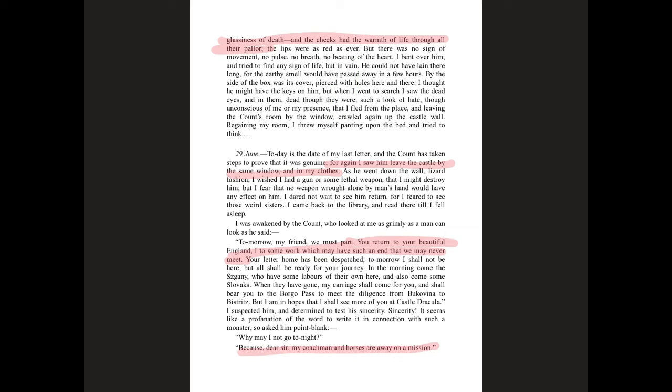So he can see that this, obviously, I fled from the place, and leaving the cat's room by the window, I crawled again up the castle wall. Strangely, he's kind of echoing what Dracula does himself, like climbing around outside, doesn't he? That's how he's getting around the castle as well. Again, I saw him leave the castle by the same window and in my clothes. So we heard about that earlier on.